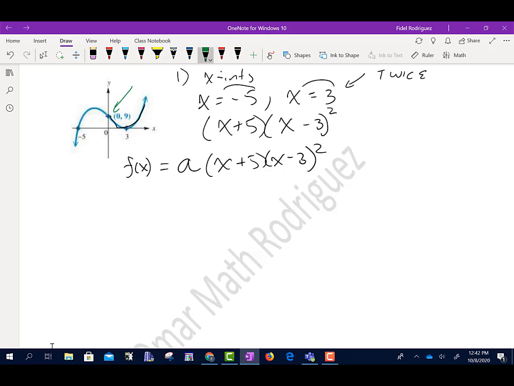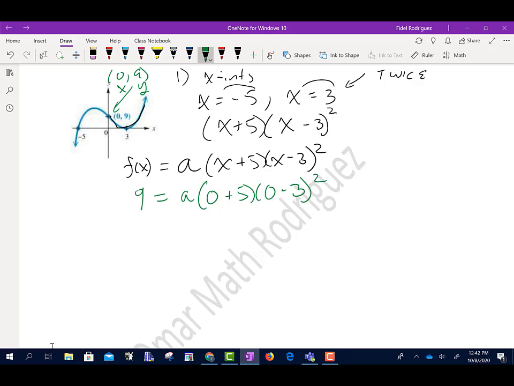And we have another point here. We have that point, 0, 9. Remember, that's my x and that's my y. So that 9 is going to be for the y. x is going to be 0. And we're going to solve for a.